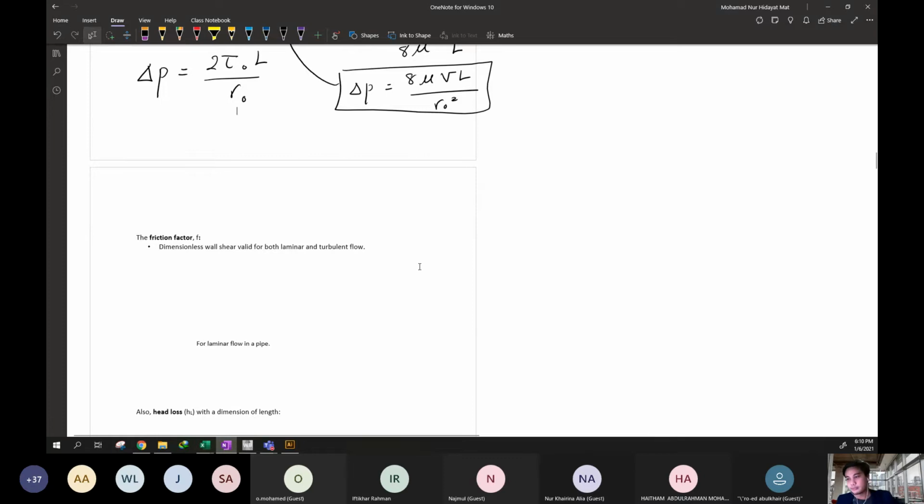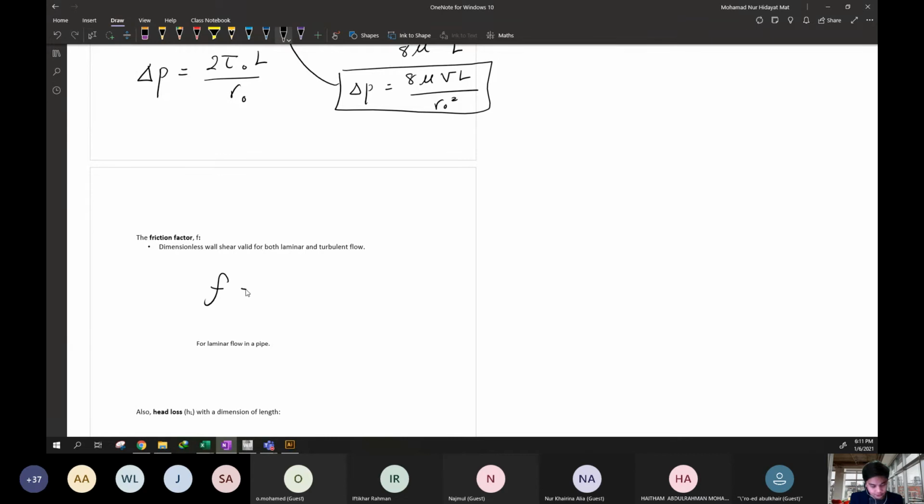Okay, and then we learn about the next term, the friction factor. Remember that last class I talked about the pipe roughness. In terms of the dimensionless quantity for the pipe roughness, we call it the friction factor. This is the dimensionless wall shear, valid for both laminar and turbulent flow.